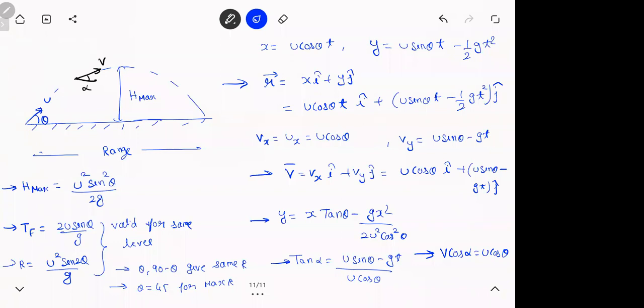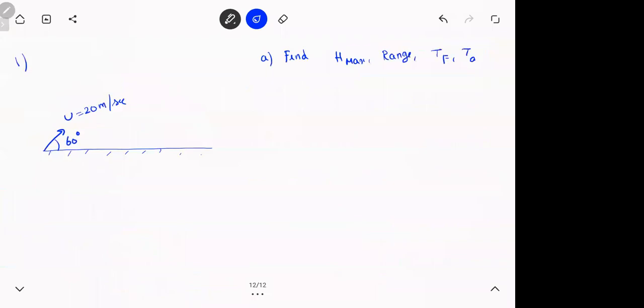Clear? Next thing. Let's say a question. You're projecting with speed 20 meters per second at 60 degrees. So the question is find H max, range, time of flight, time of ascent, time of descent.